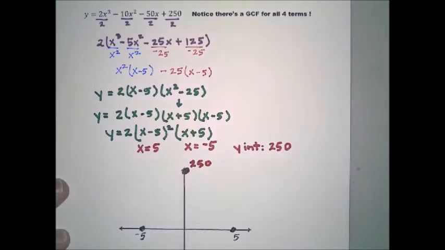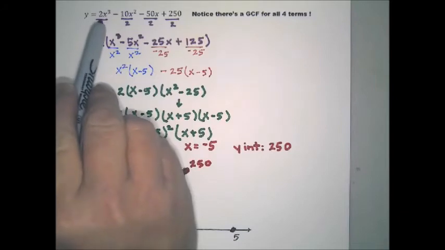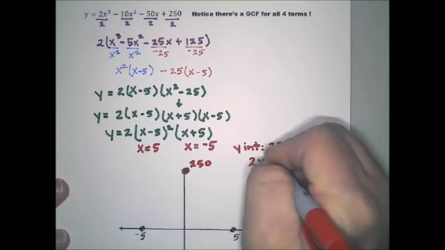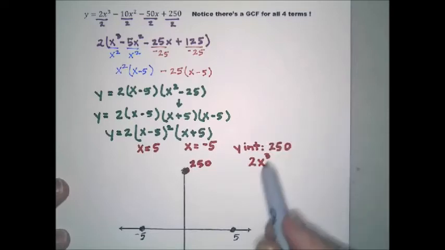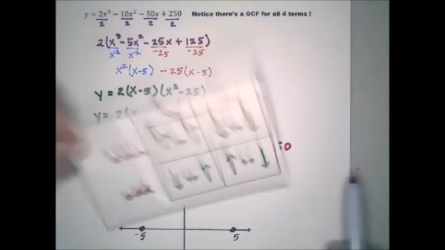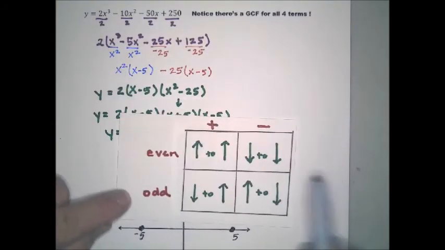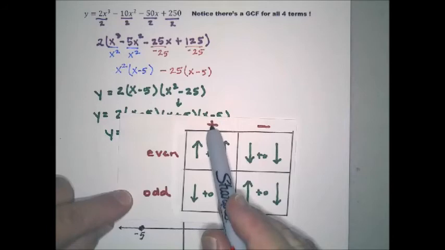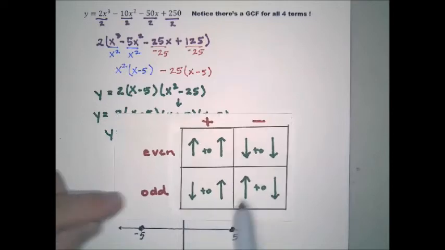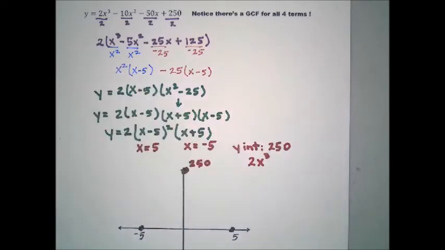Now the last thing I need to know is the end behavior, and that's based on the highest powered term. So since the highest powered term was 2x cubed, the power or the degree is odd, and the leading coefficient is a +2. So one more time, coming back to the card, when the leading coefficient is positive and the highest degree of the power is odd, this tells me it's a low to high graph. The end behavior is low to high.